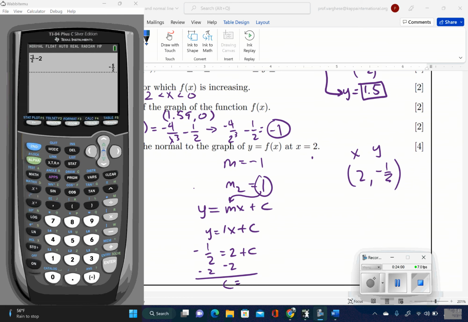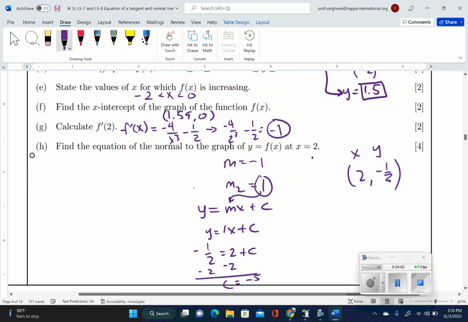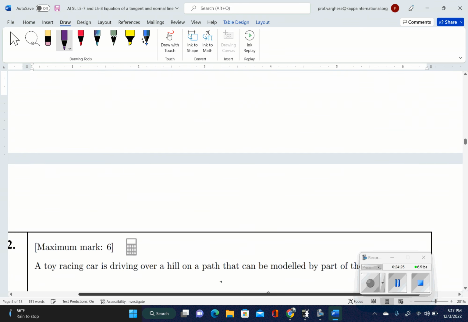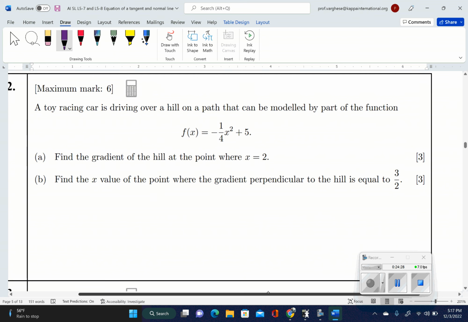Again, please do this yourself. Make sure that you are comfortable with all of this. And the last thing we're going to do is put it all together. So I have y is equal to 1x, which is just x, and my y-intercept c is -5 over 2. All right, so this is the equation of my normal. That was 20 points, boys and girls, people.